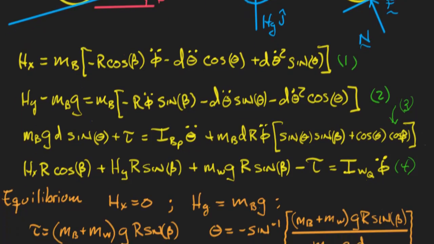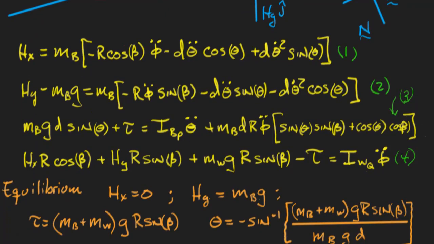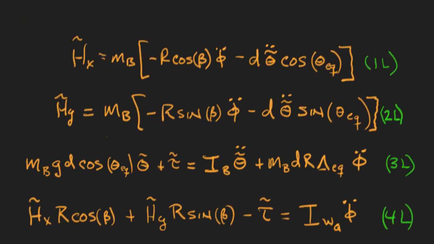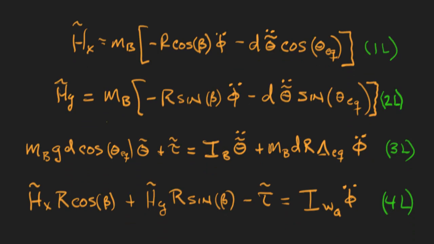We found an equilibrium. We found equilibrium conditions. And then we linearized these nonlinear differential equations about that equilibrium condition to obtain these equations right here.